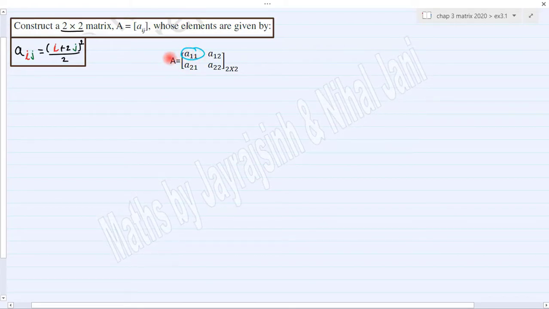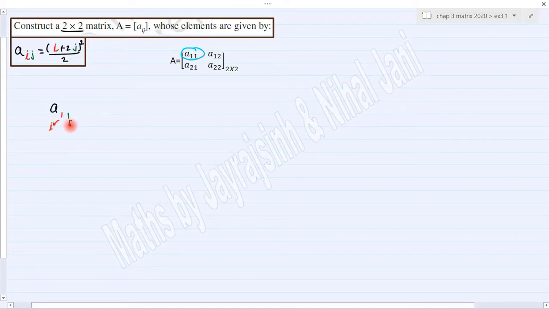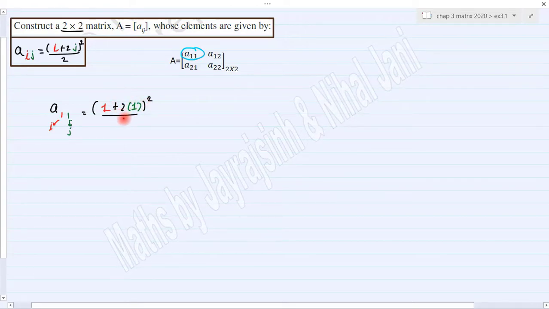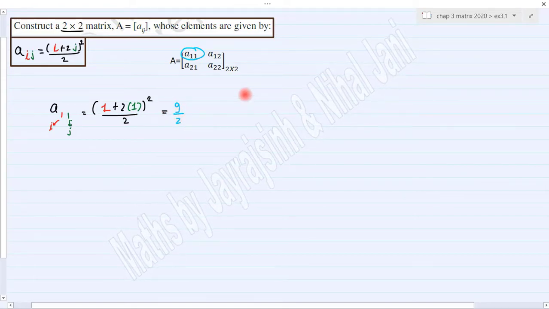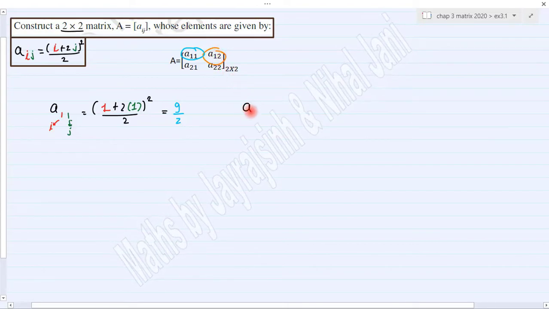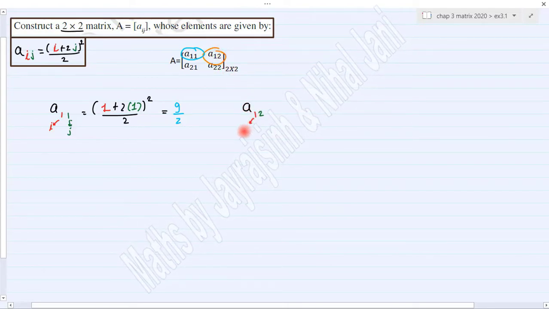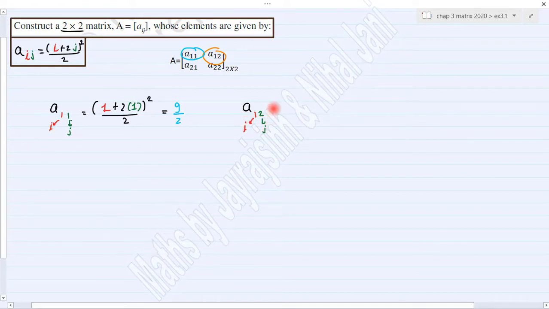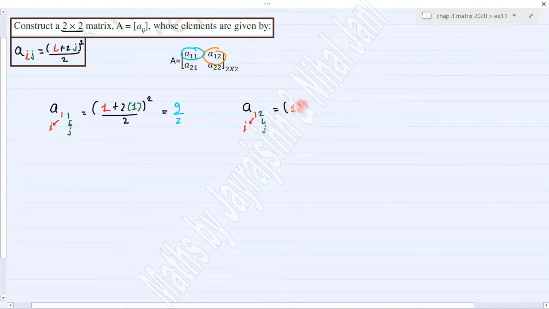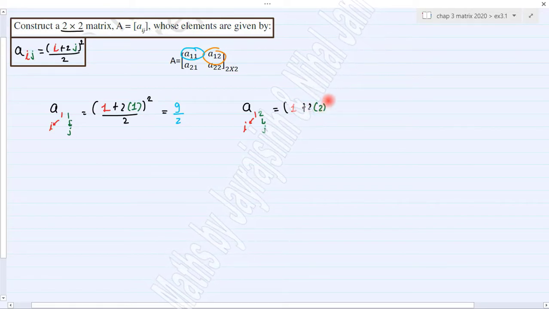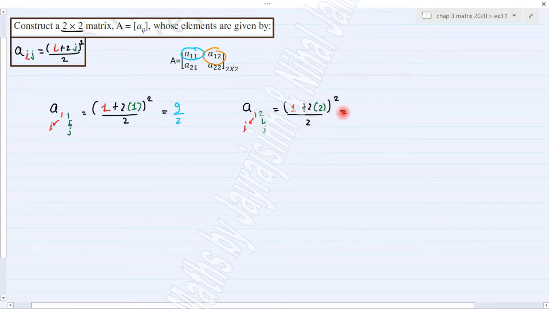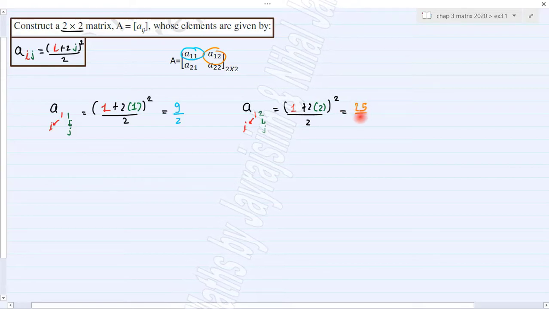Your first element is a11. Your i is 1 and j is also 1. So here we'll get (1 plus 2 times 1) the whole square by 2. So we will get 9 by 2. Okay. Your next element is a12. Your i is 1 and j is 2. So we will get (1 plus 2 times 2) the whole square by 2. So here we'll get 25 by 2.